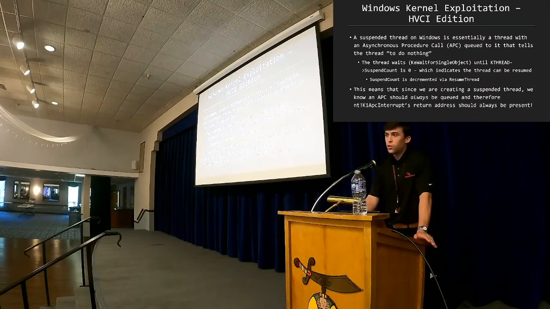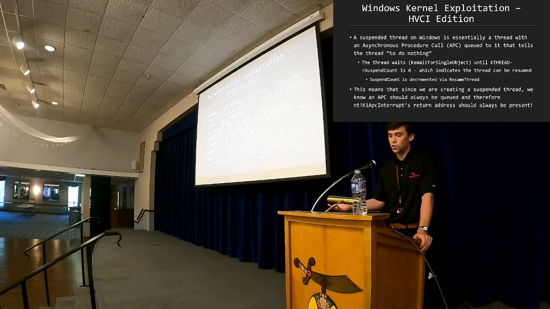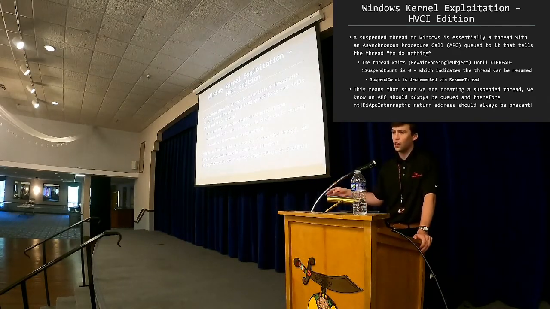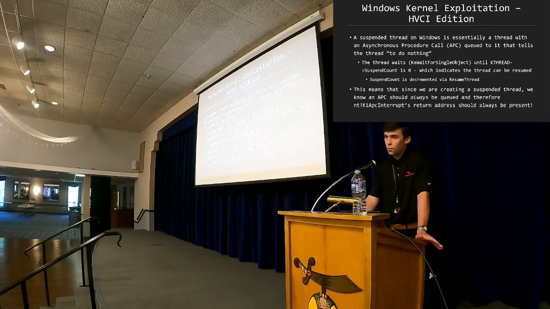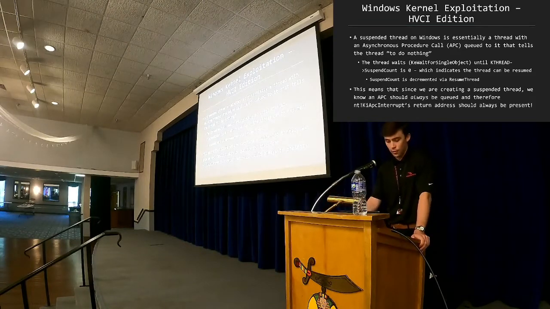The reason we're going to choose this one is that a suspended thread on Windows is actually just a thread that has what's called an APC, or an asynchronous procedure call, queued to it. And that APC tells the thread, don't do anything. What an APC is, is basically code, just like a thread. A thread executes code, but with an APC, that code is executed in the context of a given thread. A sort of software interrupt gets issued that calls an APC, which tells the thread, hey, don't do anything, which sounds like a suspended thread that's not doing anything.